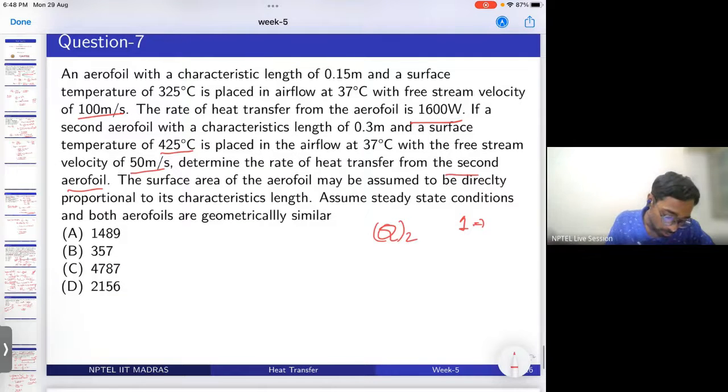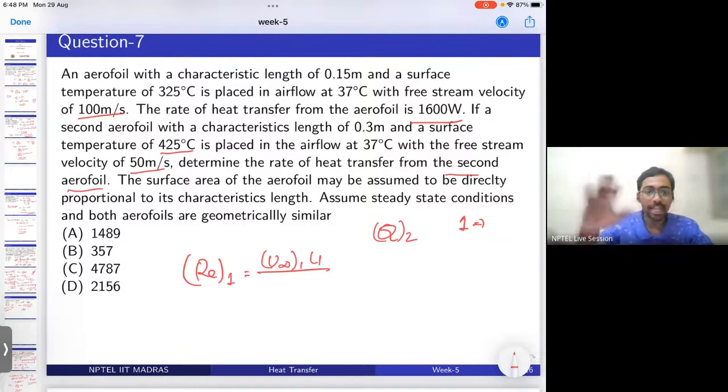If we calculate the Reynolds number of the first one, that is Vd by nu, or VL, its characteristic length is given. So U infinity 1 L1 divided by nu. As the airflow is going through the same air at the same temperature, both temperatures are 37 degrees Celsius, but different velocities. The same fluid, so the viscosity will not change, that is, kinematic viscosity will not change. So it will be the same in both cases.